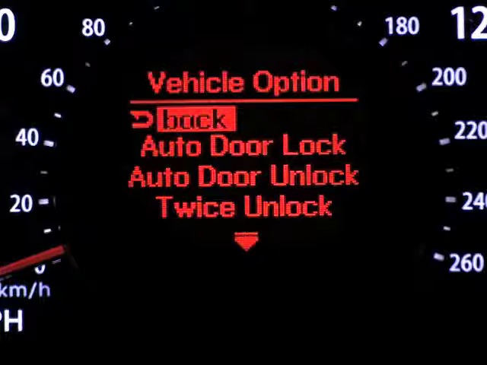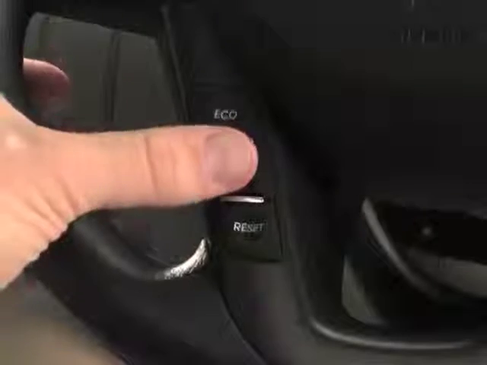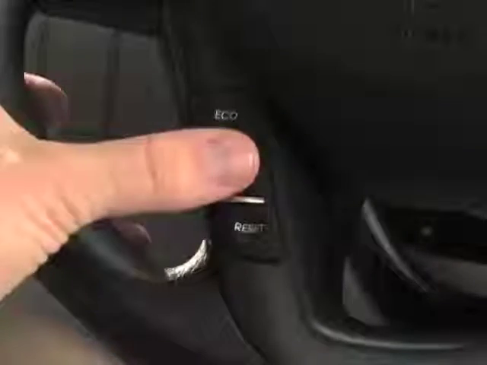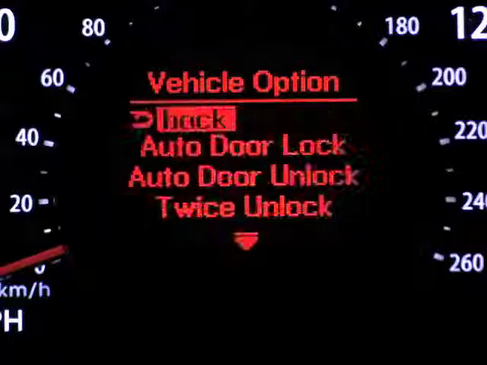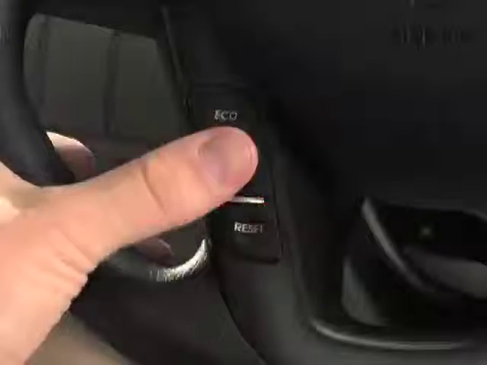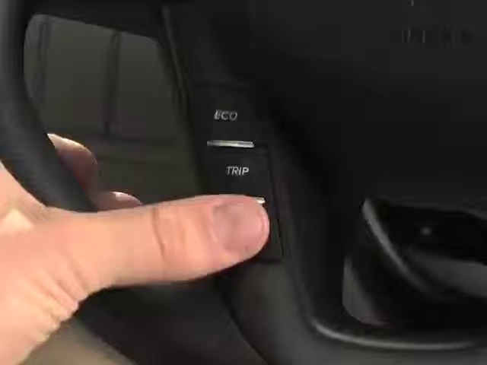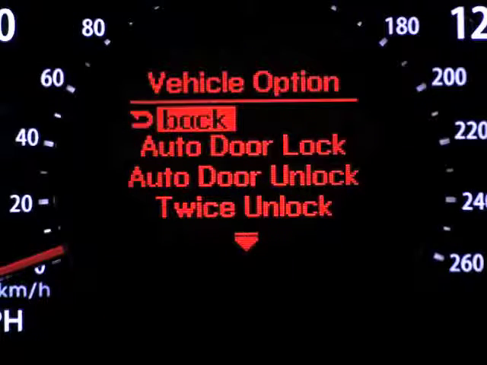You are now in the Vehicle Options menu where you can select, activate, or deactivate a variety of features. To scroll through the features in the Vehicle Options menu, simply press the trip button. The features will scroll in a descending order and return to the top. To select a feature, press the Reset button. Now let's take a look at each feature.